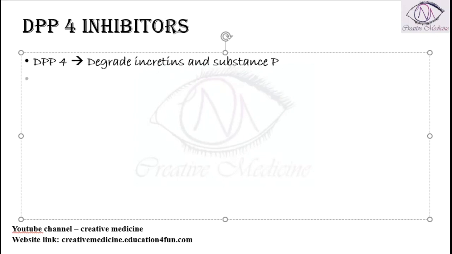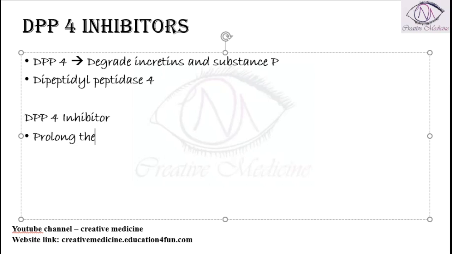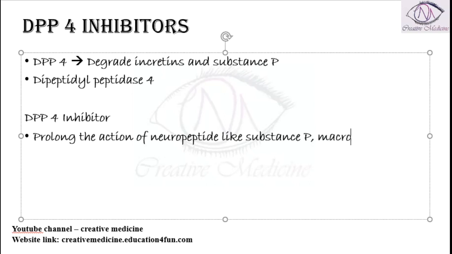What is this DPP4? It is actually dipeptidyl peptidase 4. So this will degrade incretins and substance P. Now what do DPP4 inhibitors do? They will prevent the degradation of incretins and substance P, and thus they prolong the action of neuropeptides, like substance P. They will prolong the action of incretins obviously, and they will also prolong the action of macrophage derived chemokines.